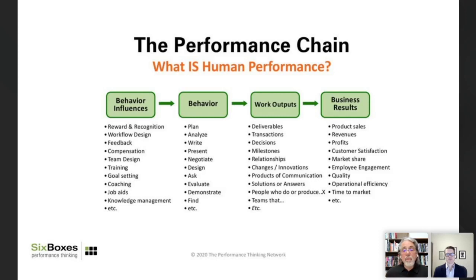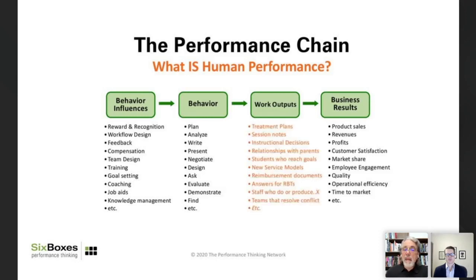Once we've figured out what those are in a particular chunk of performance, now we're in a strong position to figure out what the behavior is. We can do task analysis, we can observe people, we can interview exemplary performers, but we can now zero in on the actual behavior that's needed to produce those work outputs. And then, in order to improve or affect that behavior, the influences, which are really not part of performance, are the things that influence performance, the first part of the chain.